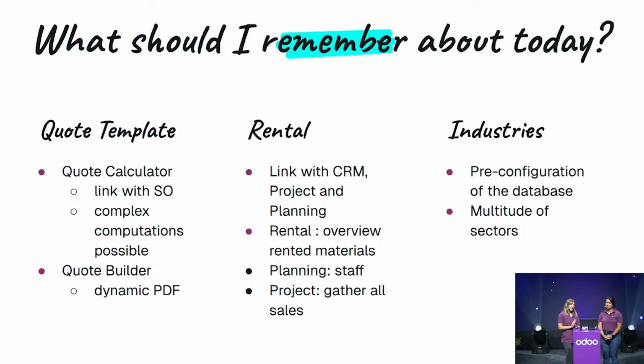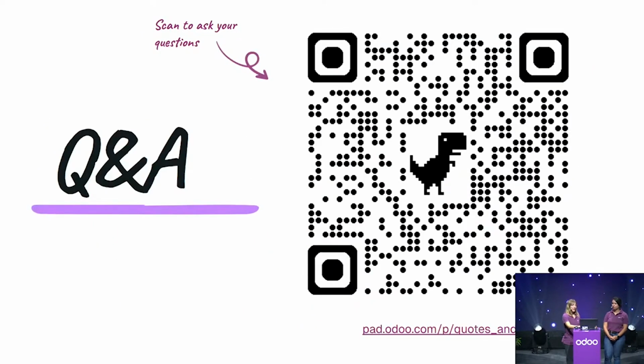Lastly, we've seen how we can have an overview of all of the rented material for one or multiple orders. And one last thing is that we used the event industry to do that, which has simplified the configuration of this database a lot because we already had a complete website and some products as well. And it's available for a multitude of sectors, about 100. So in conclusion, Odoo takes care of the details so that you can focus on creating unforgettable experiences. And now it's time for the questions.